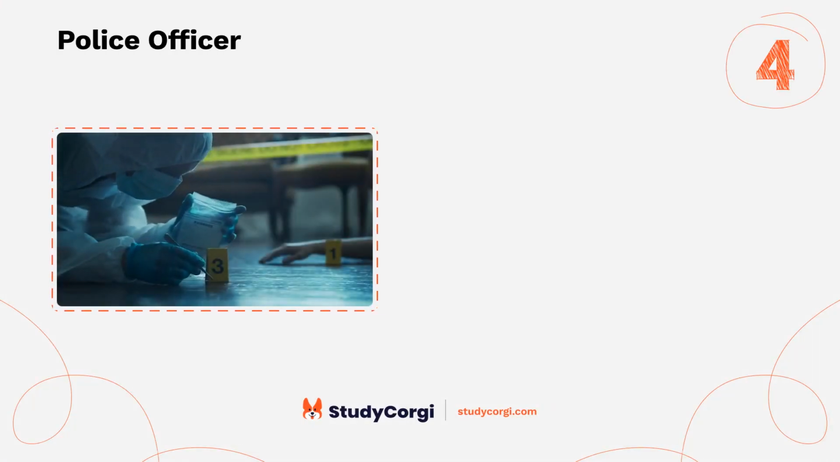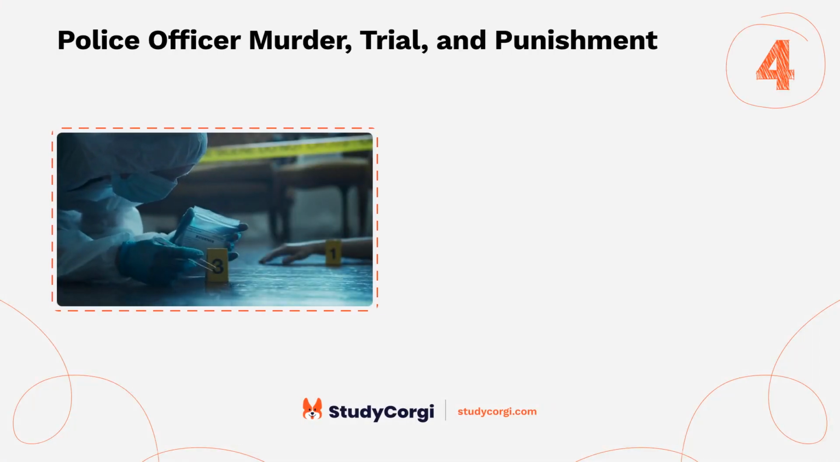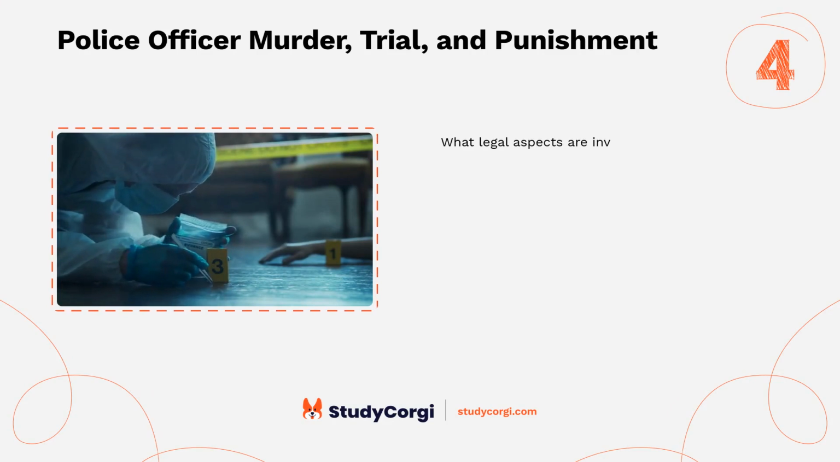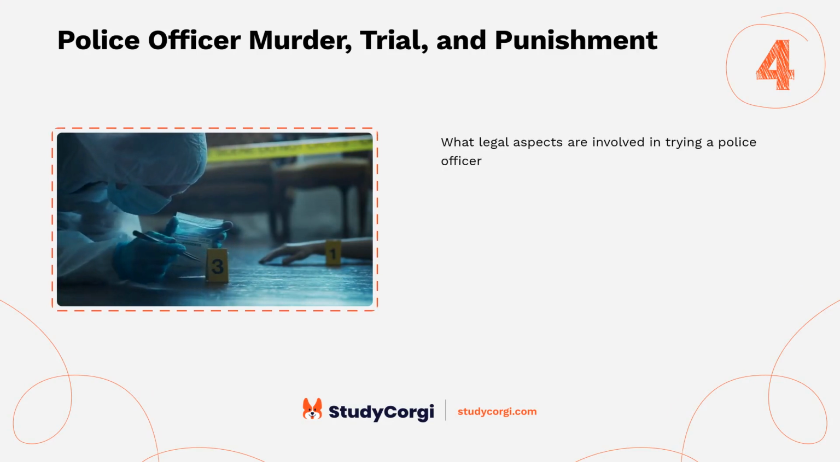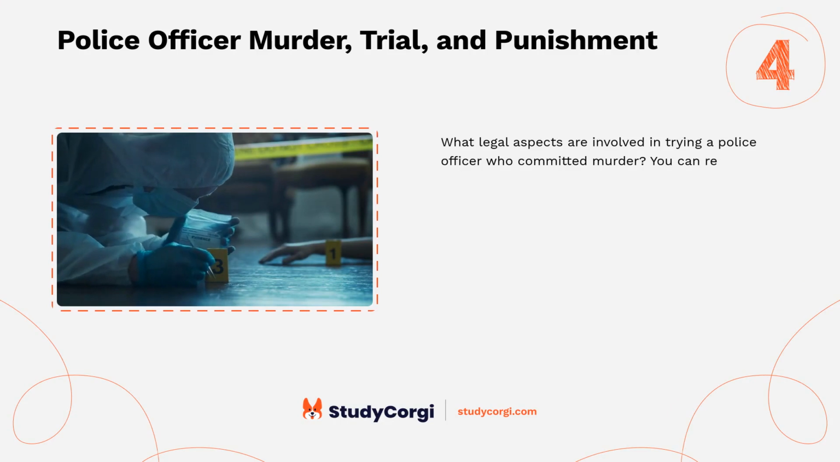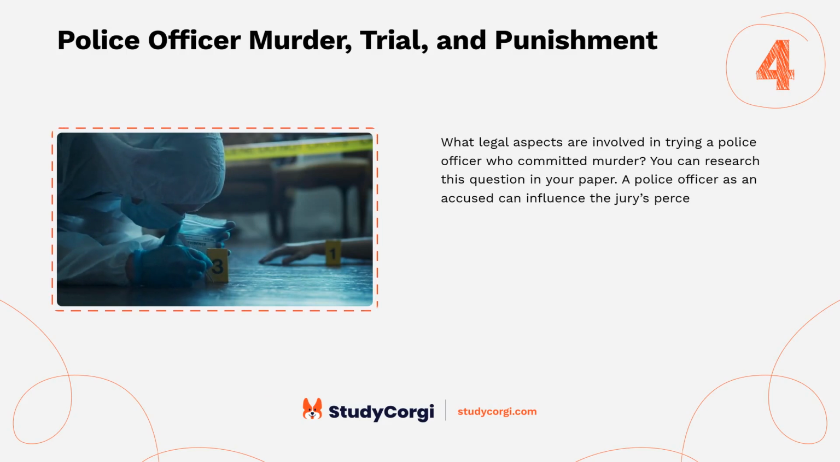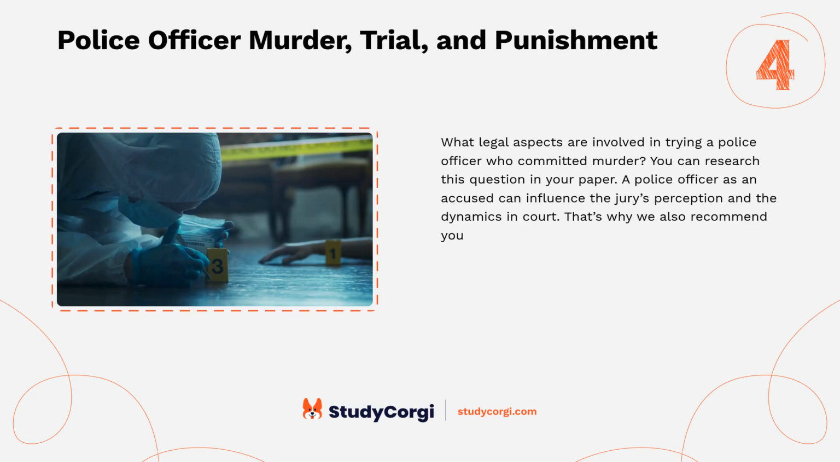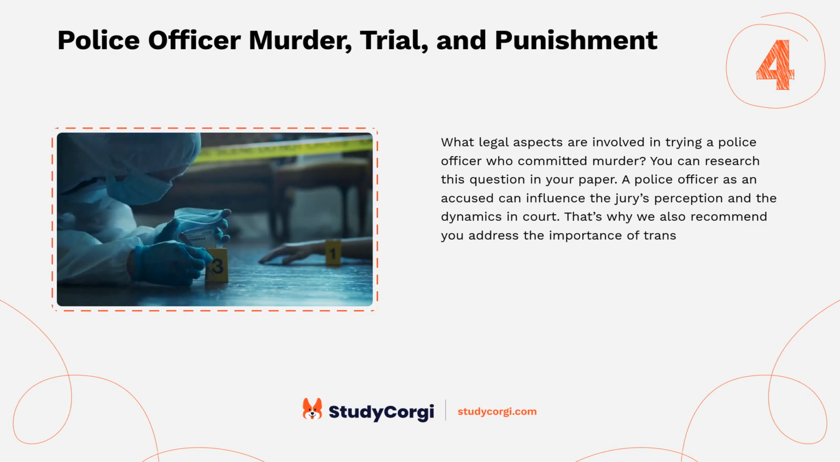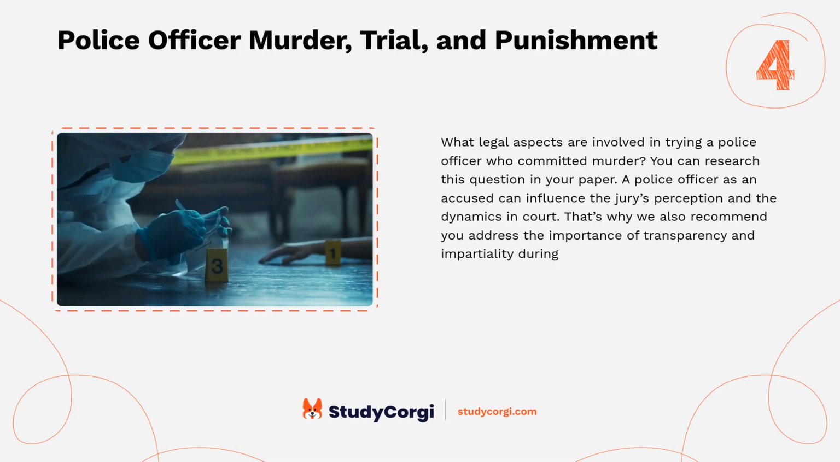Police officer murder, trial, and punishment. What legal aspects are involved in trying a police officer who committed murder? You can research this question in your paper. A police officer as an accused can influence the jury's perception and the dynamics in court. That's why we also recommend you address the importance of transparency and impartiality during the investigation.